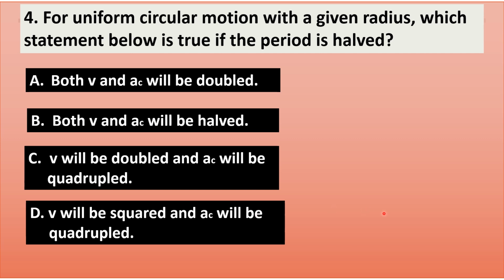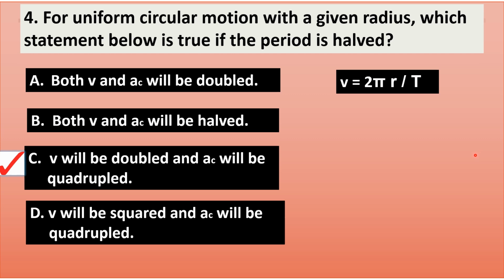For question number 4, which reads, for uniform circular motion with a given radius, which statement below is true if the period is halved? So period, capital T, refers to the total time it takes for a body in circular motion to complete one revolution. So our formula for, it says already there the correct answer is letter C. But why? Why is letter C the correct answer?